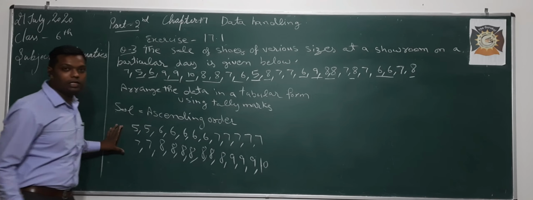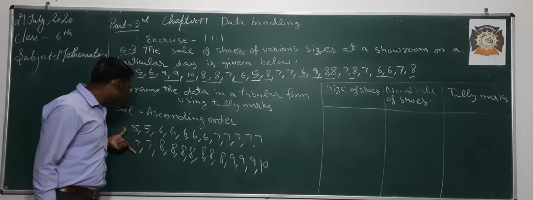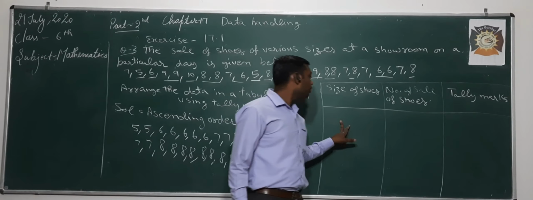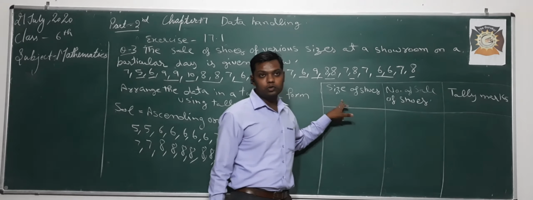So first of all we have arranged this data in ascending order. Now we arrange this data in tabular form, so we make a table. In the first column we write the size of shoes.